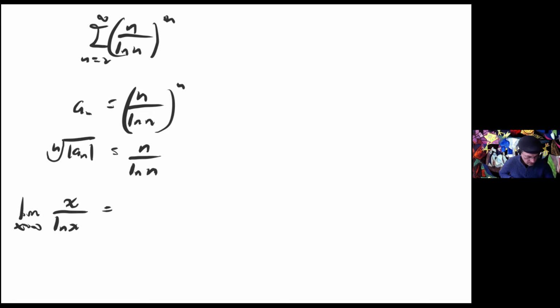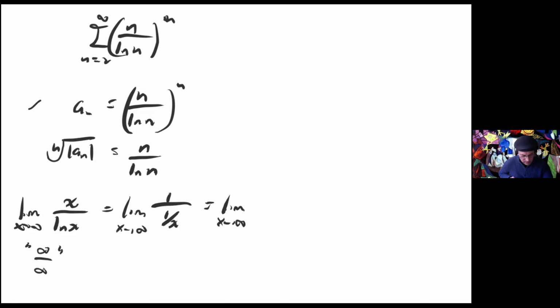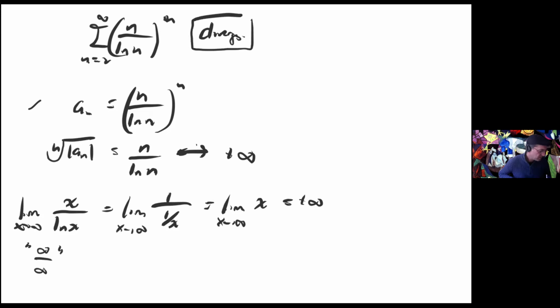Well, by L'Hopital's rule, this is an indeterminate form of type infinity over infinity. This is the limit as x goes to infinity of the derivative of the numerator, which is 1, over the derivative of the denominator, which is 1 over x. But that's the same as the limit as x goes to infinity of x, which is plus infinity. So it diverges. This is our L. This tends to plus infinity. So the series diverges. That's what we get from that using the root test.